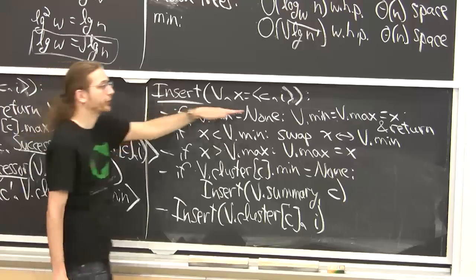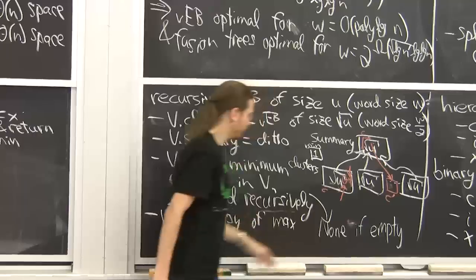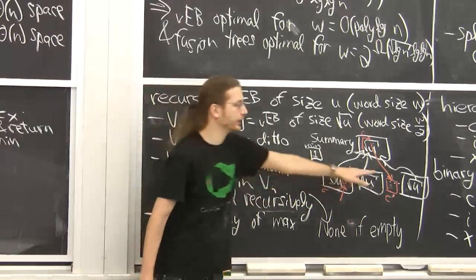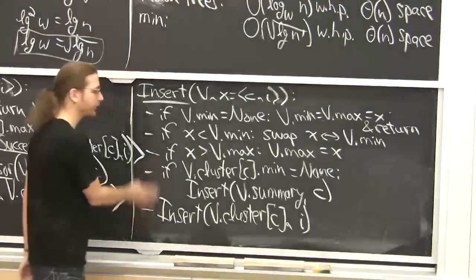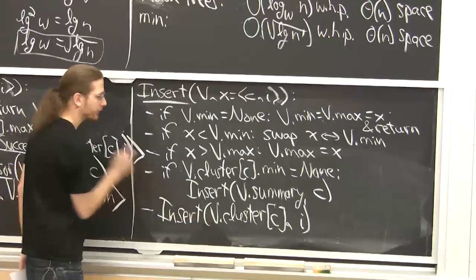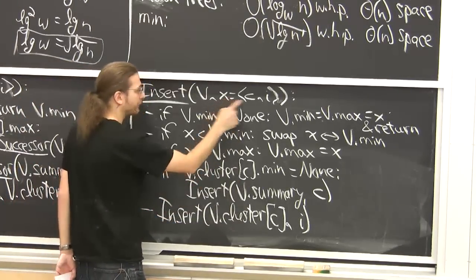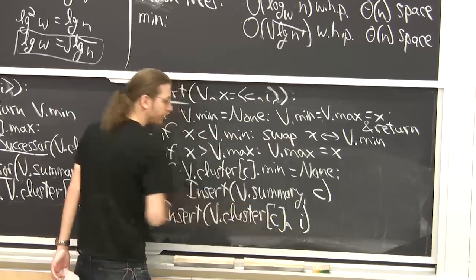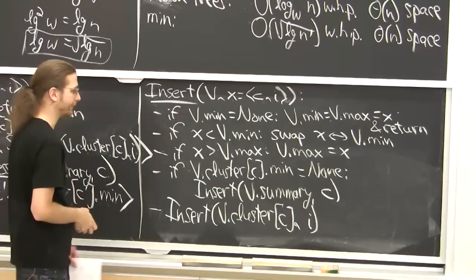We do not store it recursively in any of the clusters. That's what this means, that this element does not get stored in any of the clusters. If it's not the very first item or it's not the min item, then we're going to recursively insert it into a cluster. So if we have x in cluster C, we always insert index I into cluster C. That's except if it's the min.